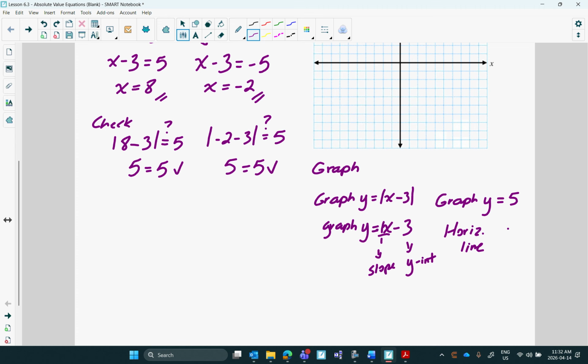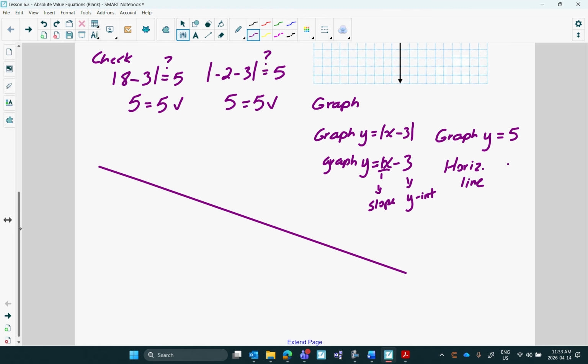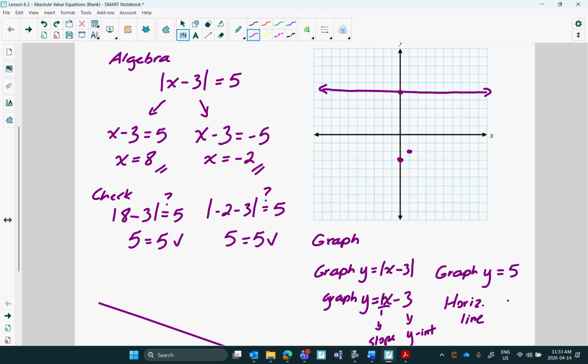So I plot the y-intercept, -3, done that. And then I count out a second point by using the slope. So 1 over 1 means up 1, to the right 1. So my line's going to look like this. And remember, you want to draw it accurately.